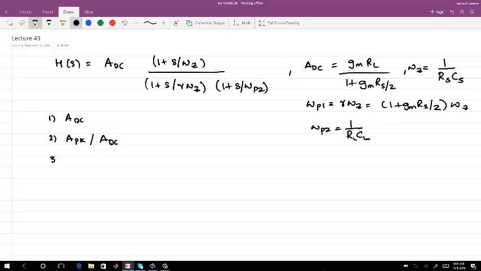And the third thing I told is that you know the peaking frequency, that omega peaking frequency is equal to 1 by 2 times the data rate. That's the Nyquist frequency. And the reason for choosing this frequency is that most of the signal energy is concentrated from 0 to Fs by 2, where Fs is your data rate.